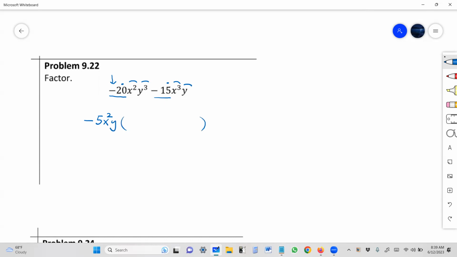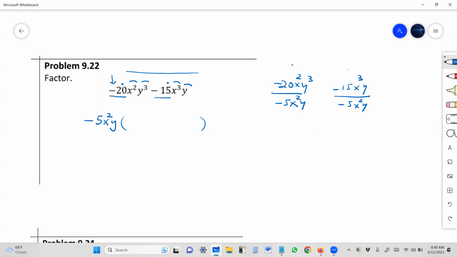Open parentheses. Same as before, I am going to rewrite this expression here now, minus 20 x squared y cubed minus 15 x cubed y. And I'm going to divide each one by the GCF. The result of each will go inside of the parentheses. So let's do the division.